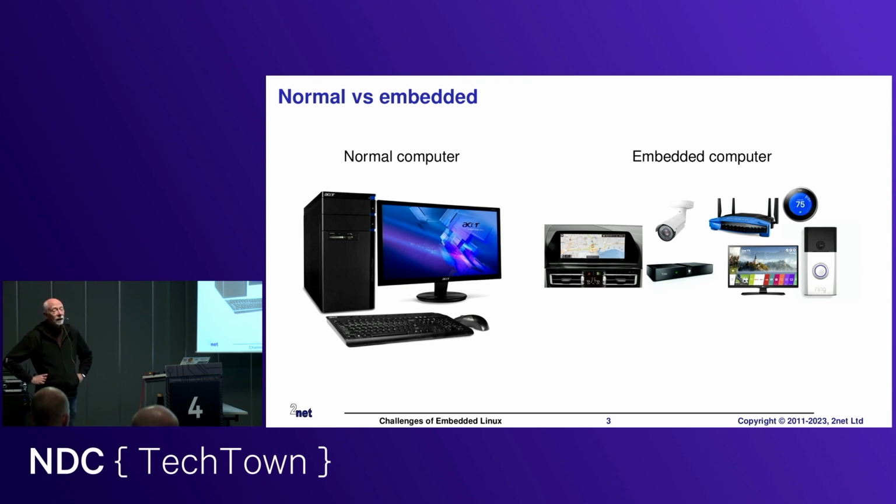But on the right, embedded computers, they are a wide range of different sizes and styles. We have Wi-Fi routers, we have smart doorbells, we have smart thermostats, we have TVs, we have car infotainment systems. So these are all embedded Linux things.